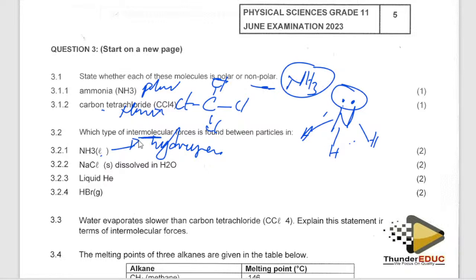They didn't say intramolecular. If they said intramolecular, then they'd be talking about a covalent bond. But here they're talking about one ammonia and another ammonia, hence hydrogen bonds. Then we go to sodium, which is group 1, and chlorine, which is highly electronegative. Because it's a solid, a metal and a non-metal, it is going to form ionic bonds.